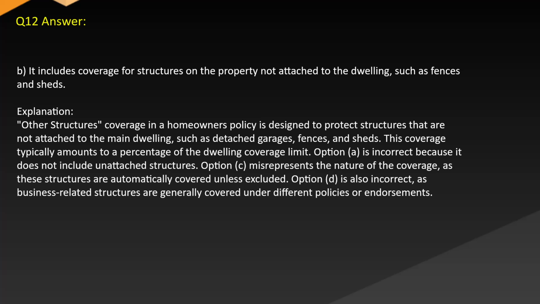Option A is incorrect because it does not include unattached structures. Option C misrepresents the nature of the coverage, as these structures are automatically covered unless excluded. Option D is also incorrect, as business-related structures are generally covered under different policies or endorsements.